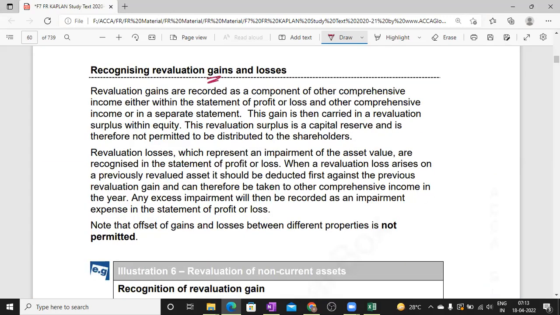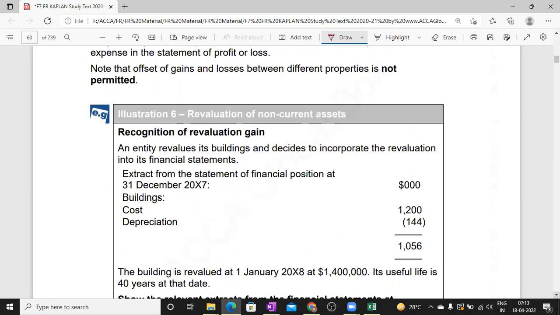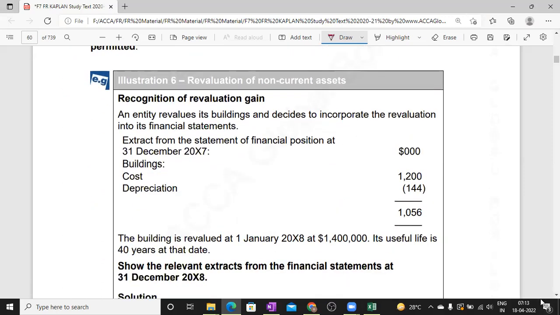Recognition, already we discussed. An increase in value of an asset is transferred to revaluation surplus; a decrease in value of an asset is transferred to the profit and loss account. So, recognition of the revaluation gain.